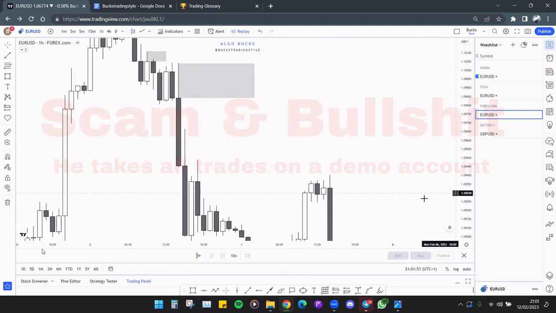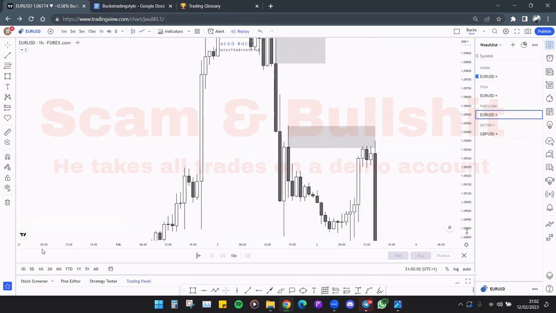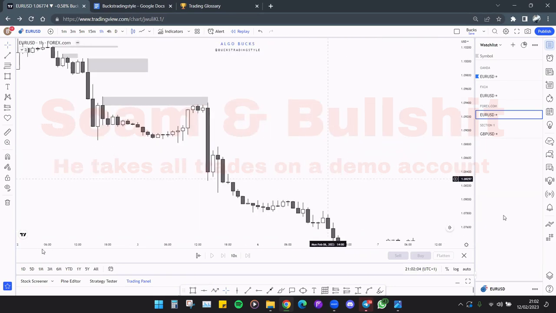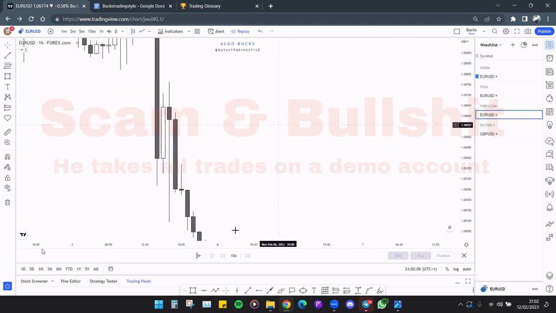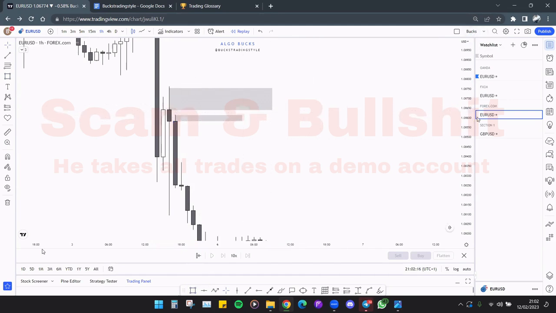Let's keep going. Good. This wick right here is an unmitigated wick, and we see the nice reaction from the wick. For this one too, this was an unmitigated wick. This was also an unmitigated wick. So that's how I mark POI.